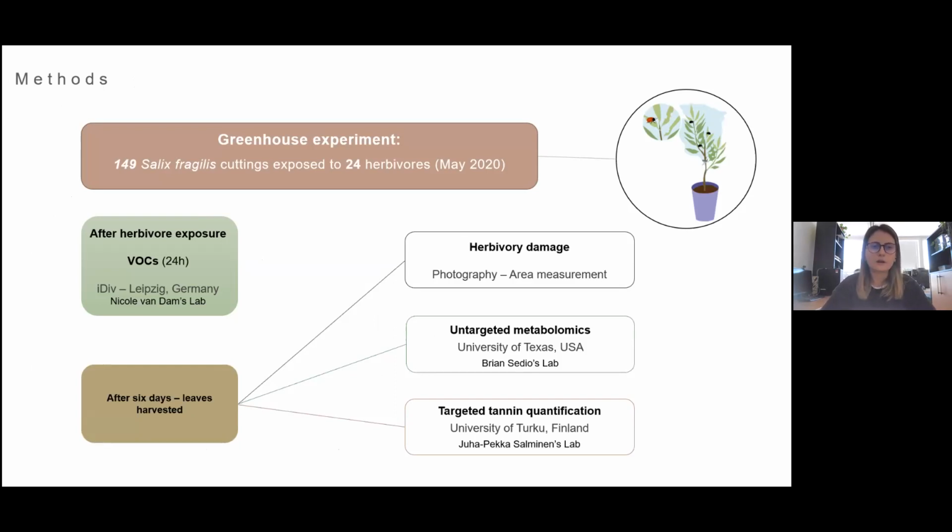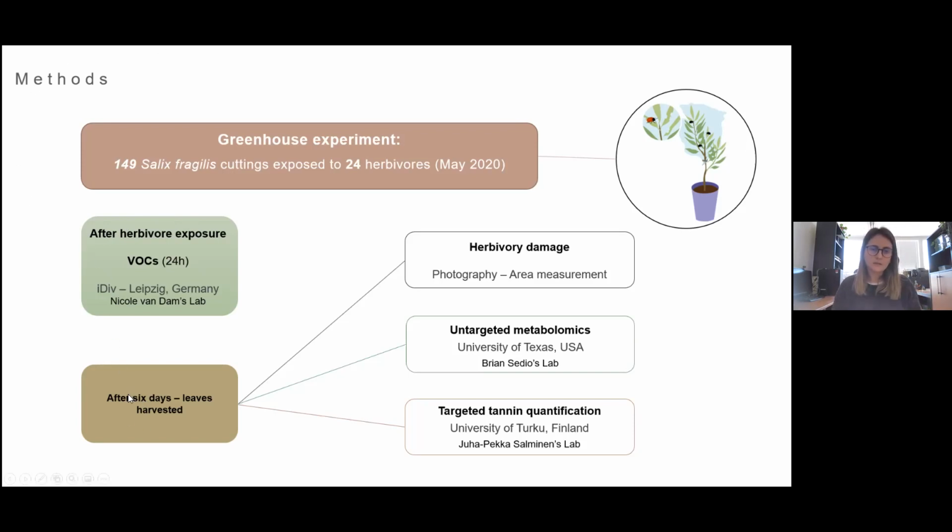So as our setup, as I say, we performed this experiment in a greenhouse. We have 149 cuttings of Salix fragilis, and we exposed them to 24 species of herbivores. So we sample the plants from natural populations, we grow them in the greenhouse, and then we place different insect treatments in each of the plants. We enclose them with tissue bags, and after letting the herbivore feed, we removed the herbivores and frass, and we place the PDMS tubes to sample the VOCs. So we sample the VOCs for 24 hours, and then we remove the PDMS tubes and send them to Leipzig to be analyzed at iDiv.